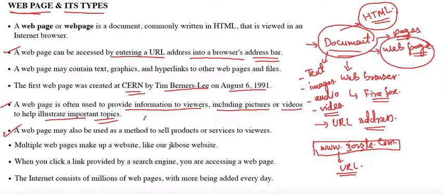We can sell or buy products on some web pages also, like we have some web pages from Amazon, we have web pages on Flipkart. So these are some well-known e-commerce websites that we are using. The web pages of these websites are used to promote or sell some products or services to viewers. So it is not mandatory that a web page will always provide information only. No, they can sell products, we can buy products, they can sell services, we can buy the services.